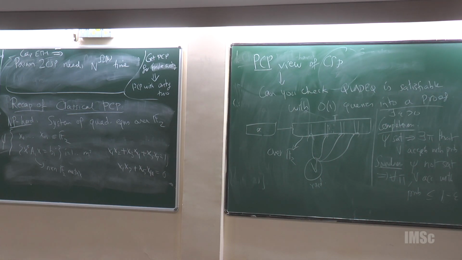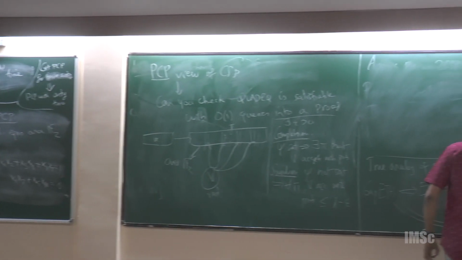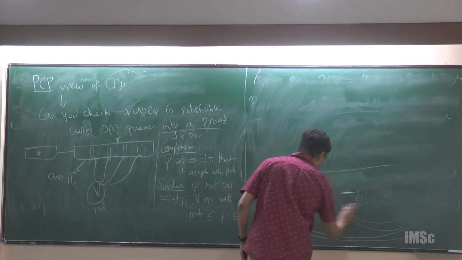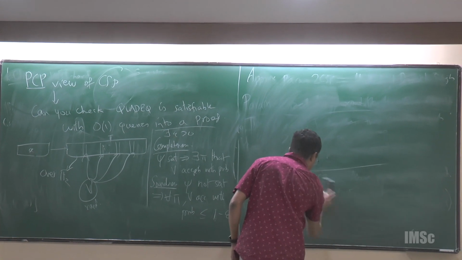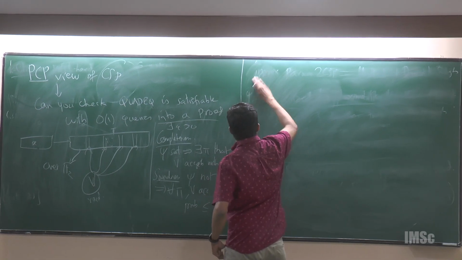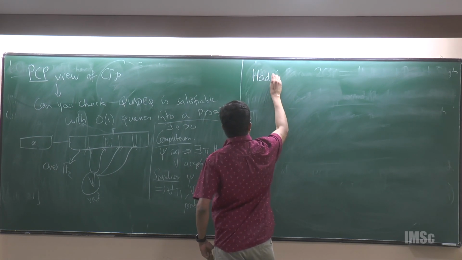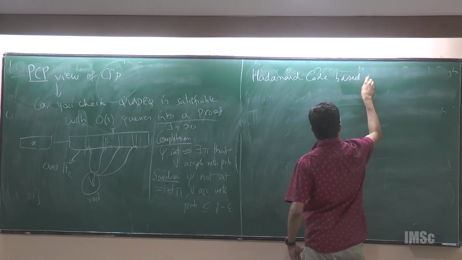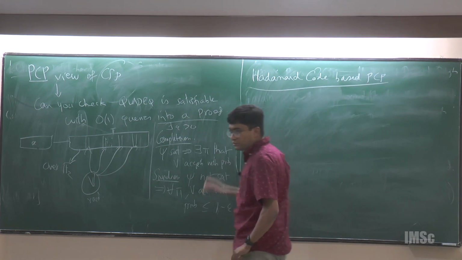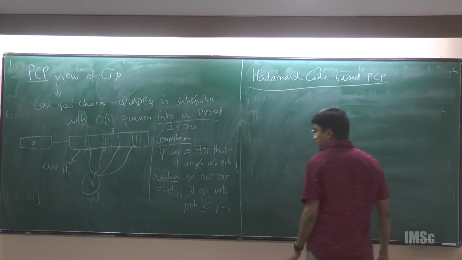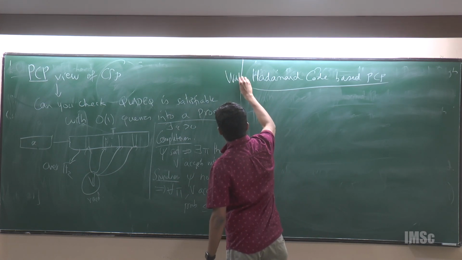Okay, so now I'll just say what one of the PCP proofs is going to be, and then I will say a little bit about how we port that. So here is a classic Hadamard code-based PCP. Sometimes also called the Walsh-Hadamard code. Okay? So what is the Hadamard code thing? So let's call this the Walsh-Hadamard code.